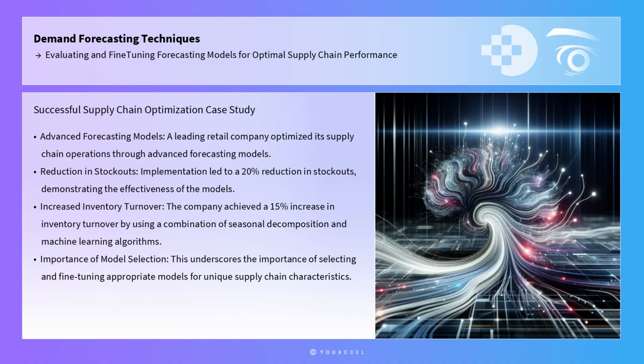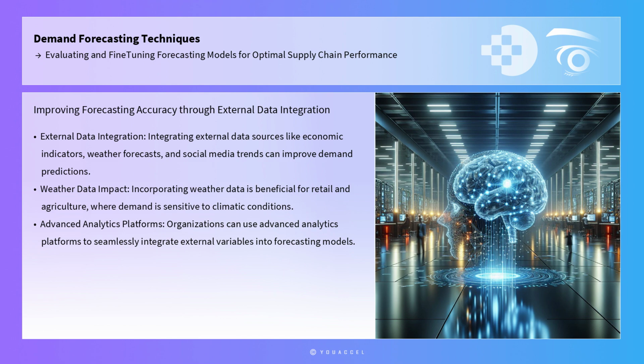To further enhance forecasting accuracy, integrating external data sources such as economic indicators, weather forecasts, and social media trends can provide additional context that improves demand predictions. For example, incorporating weather data has proven to be particularly beneficial for businesses in the retail and agricultural sectors, where demand is highly sensitive to climatic conditions.